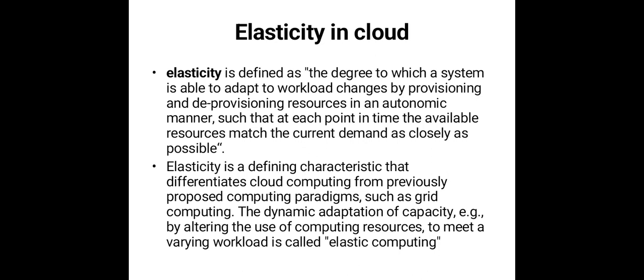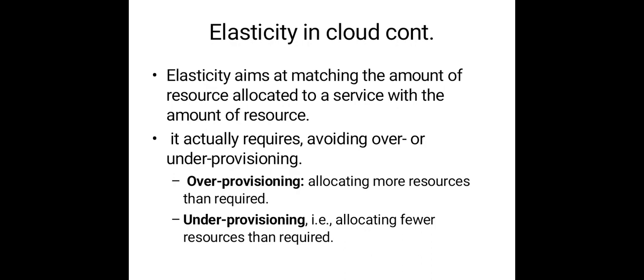We are going to see the two main characteristics of cloud computing, that is elasticity and on-demand provisioning. Elasticity is defined as the degree to which a system is able to adapt to workload changes by provisioning and deprovisioning resources in an automatic manner. It aims at matching the amount of resources allocated to the service with the amount of resources it actually requires, to avoid over or under provisioning.